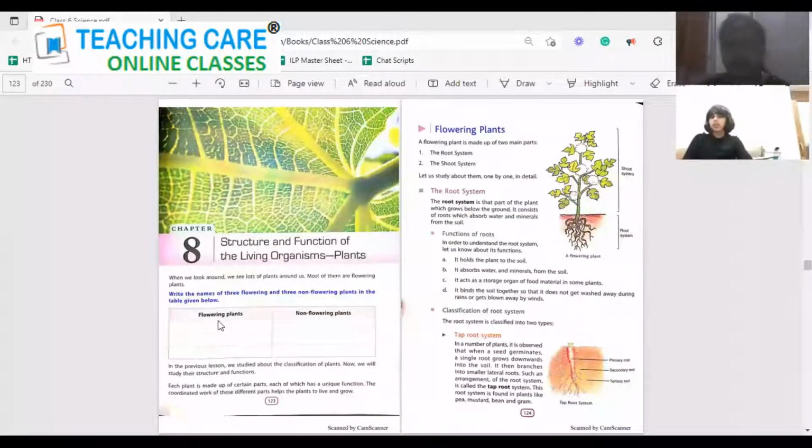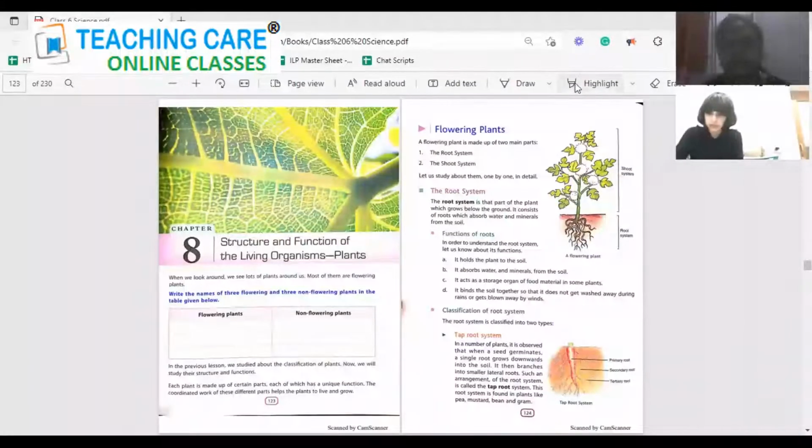So that is what we'll be discussing today: how the plants are classified. I'll give you more examples of non-flowering plants in a later lesson. First we'll look into the flowering plants. You know how the structure of the plant is, right? From your lower classes, you've been looking into that. So there are two systems. One is the shoot system, another one is the root system.